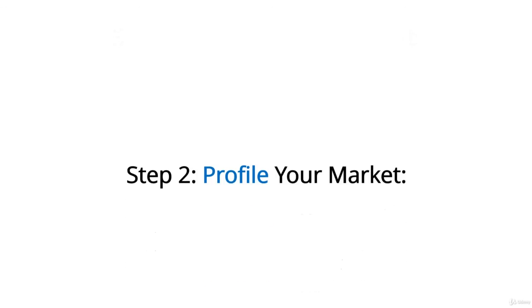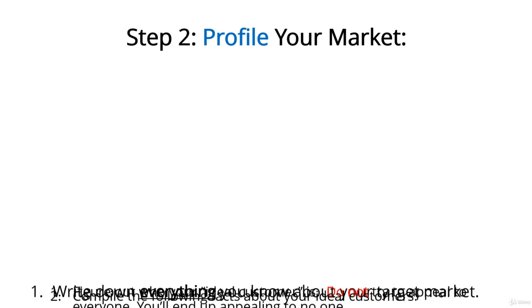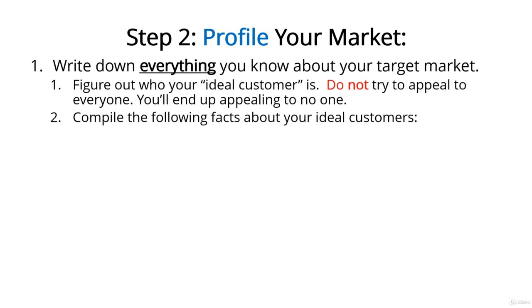Step 2. Profile your market. This step is simply about writing down everything you know about your target market. What you want to do is picture your ideal prospect. This is who you want as your customer and who you want in your growing audience. Hint: everyone is not the correct answer. If you try to appeal to everyone, you'll end up appealing to no one at all.